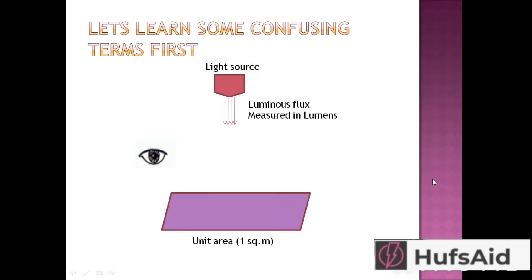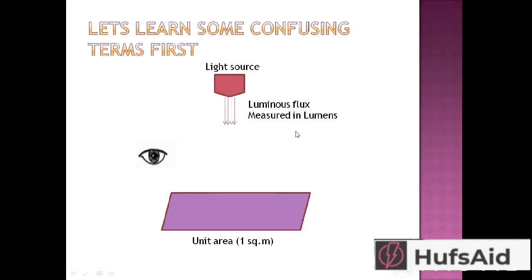So here this is representing my light source. You can say that this is a directional light. The light that is emitted from this source is called luminous flux, and this is measured in lumens.